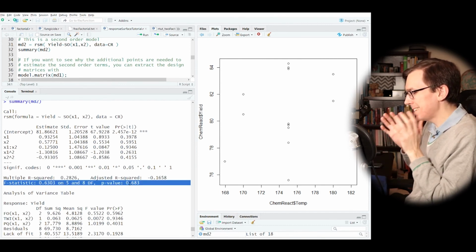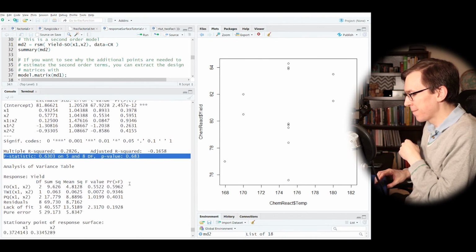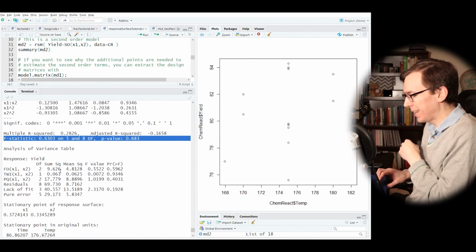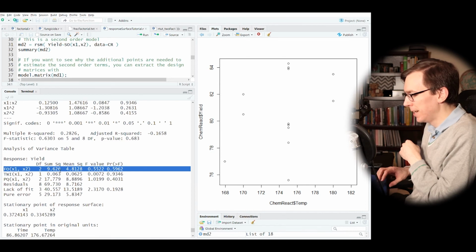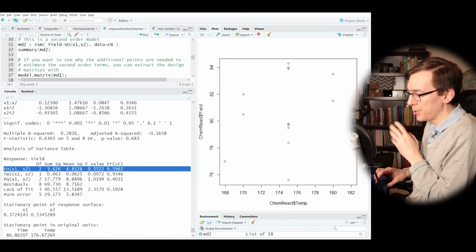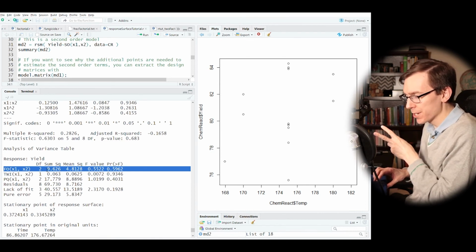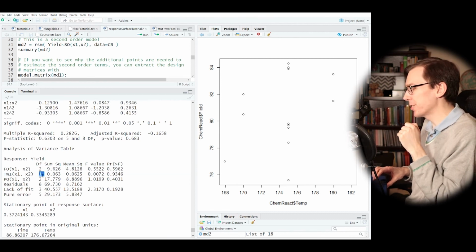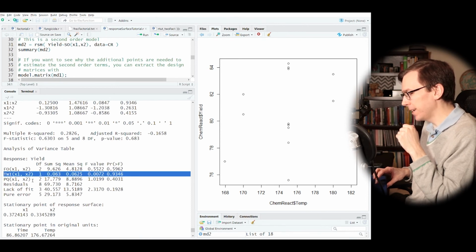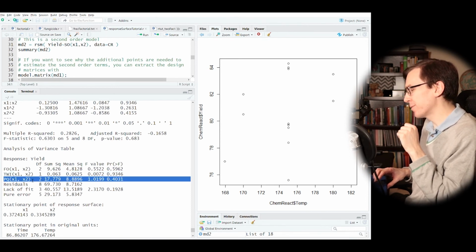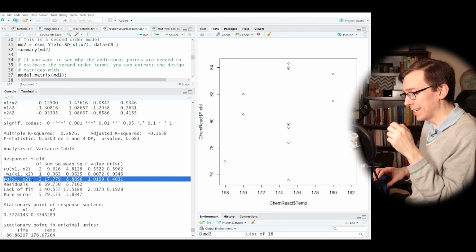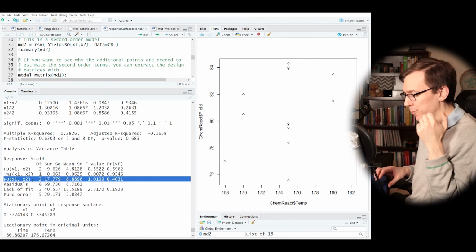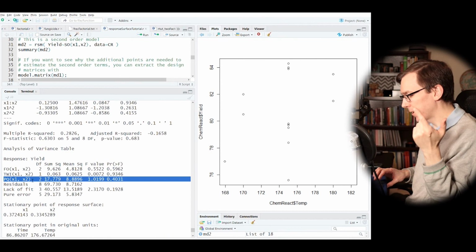But you can at least see what's going on here with our new updated analysis of variance table. In this case, we have 2 degrees of freedom for the first orders, that's x1 and x2. We have a single interaction term, x1 times x2, and that gets its own entry. Then we have 2 degrees of freedom for the pure quadratics because, again, we have an x1 squared and an x2 squared in our model.